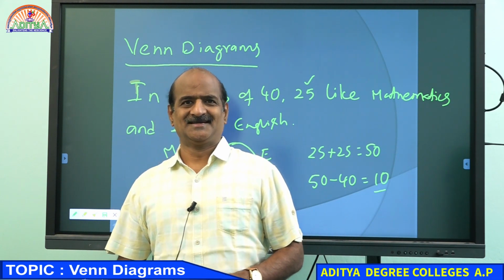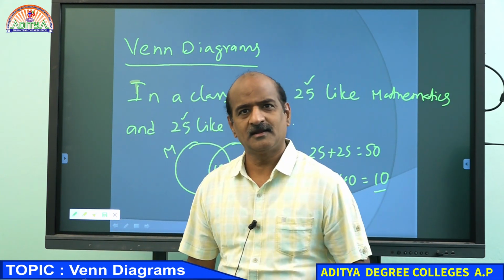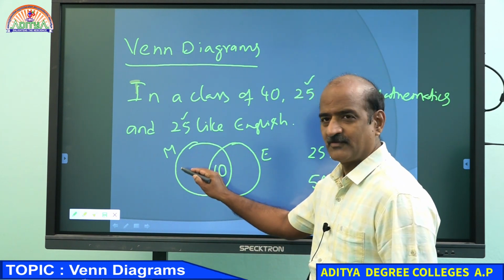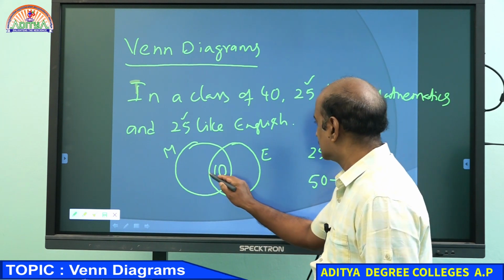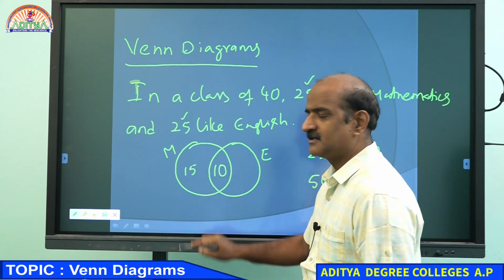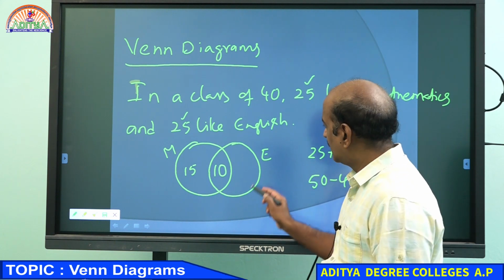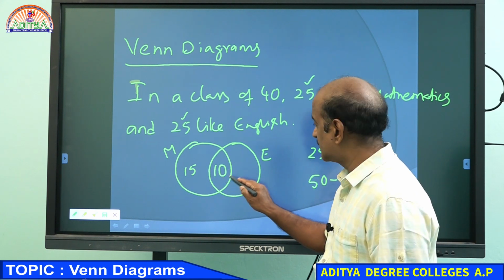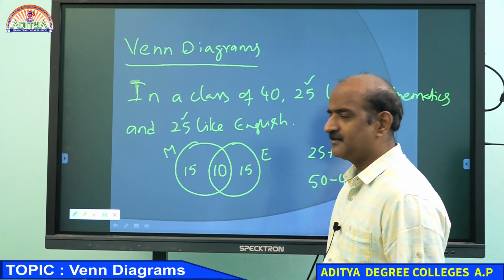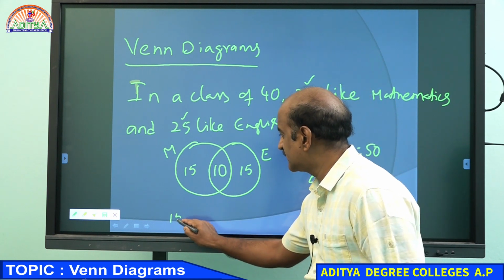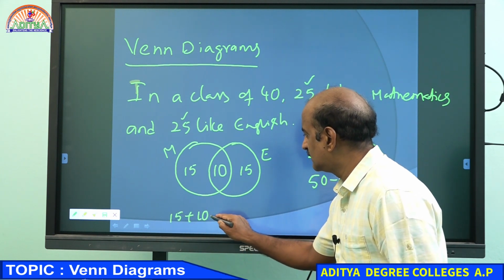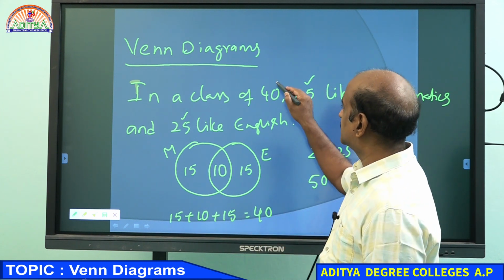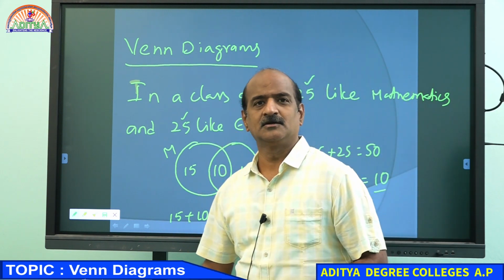I hope you understand this. Now just listen. For mathematics we have to handle 25. 10 people are already in the common area, therefore another 15 people are enough. For English we also have to consider 25 people, and 10 are already there, hence we need to consider the remaining 15. So 15 plus 10 plus 15 is 40, which is satisfied because we are discussing only 40 people.